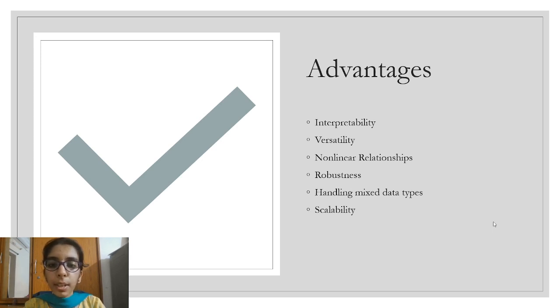Handling mixed data types. CART can handle datasets with a mix of categorical and numerical features without requiring extensive pre-processing. It automatically selects the appropriate splitting criteria for each feature type, making it convenient for analyzing real-world datasets with diverse data types. Scalability. CART is computationally efficient and can handle large datasets with thousands or even millions of observations and features. With optimized implementations and parallel processing capabilities, CART can effectively build decision trees for big data applications.